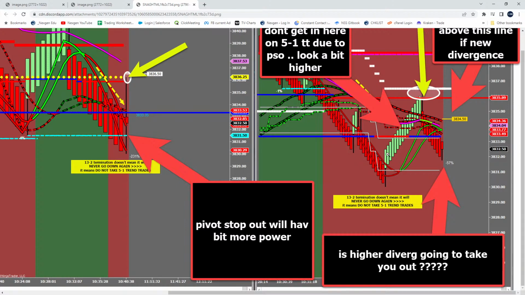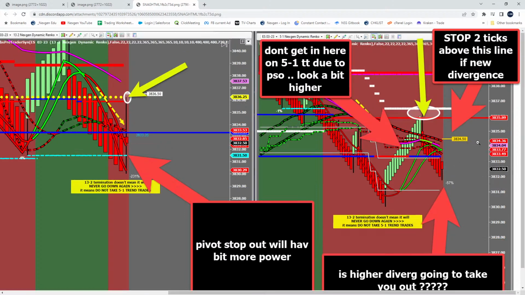But then, because of the pivot stop out and higher divergence here, which would happen at 38.35, a couple ticks above that reversal bar marker, that would be the end of the trade. So if you did it all perfectly, you sold close to the fib and then you got out after higher divergence and you didn't lose any money.